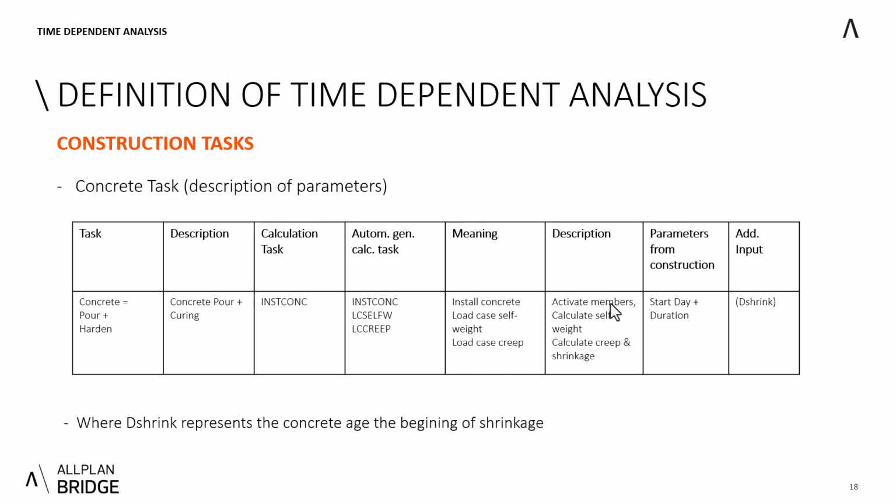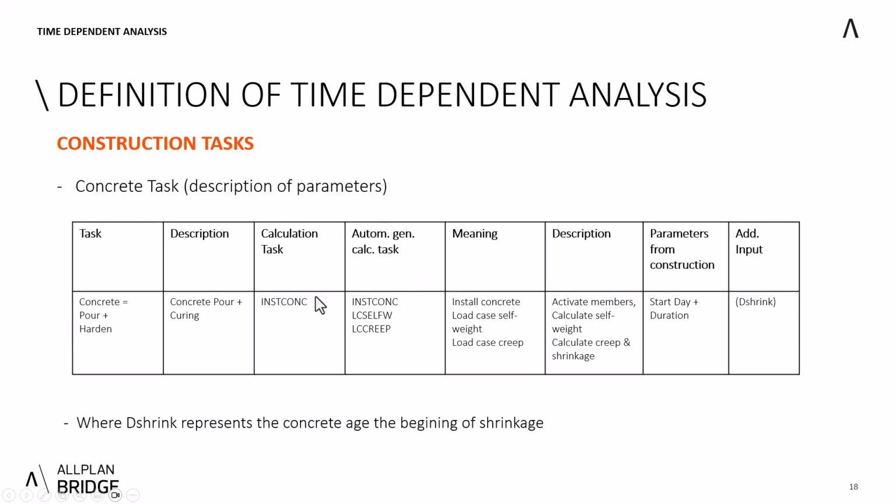First of all, the concrete task. Before I start explaining, you can find these explanations if you go to the construction schedule and make use of our F1 help. You will get all these same definitions there, and you can take a look at them whenever you need them. So the concrete task basically consists of two tasks: pouring the concrete and hardening of concrete.